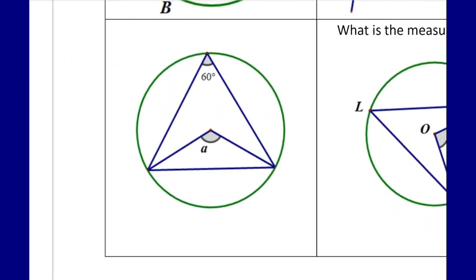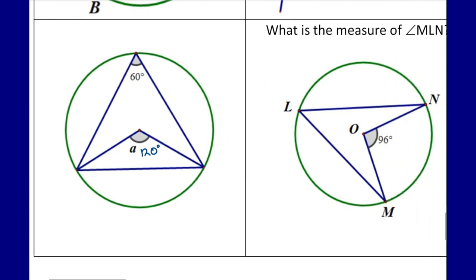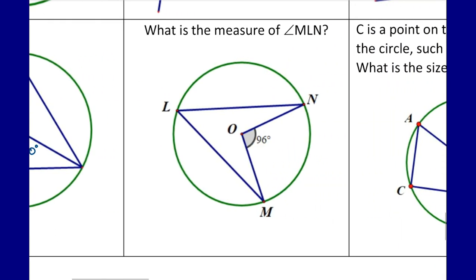Here, again, this one is straightforward. This inside angle is double the outside, so this is going to be 120 degrees. MLN, again, the same idea. So this inside is going to be double our outside one, or 96 divided by 2, which is 48 degrees.